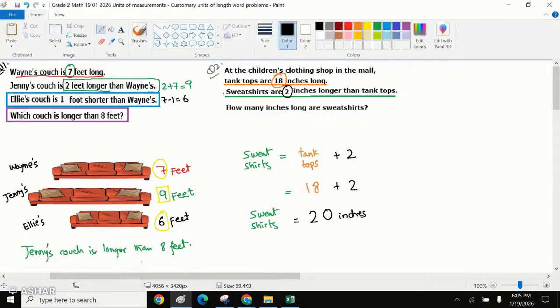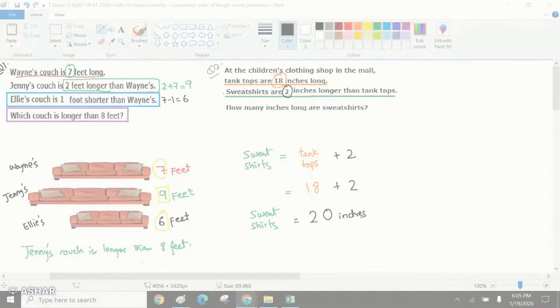Okay, let's go to the next question. Yes, Michael, that was 9 feet is greater than 8 feet. So we saw in the previous question that Jenny's couch is longer than 8 feet. Okay, we are doing question number 3 now. Let me just copy this. It's about Noah's ice cream, okay?